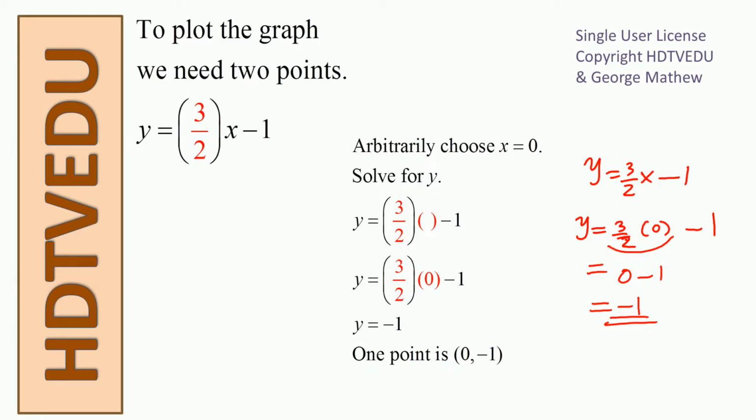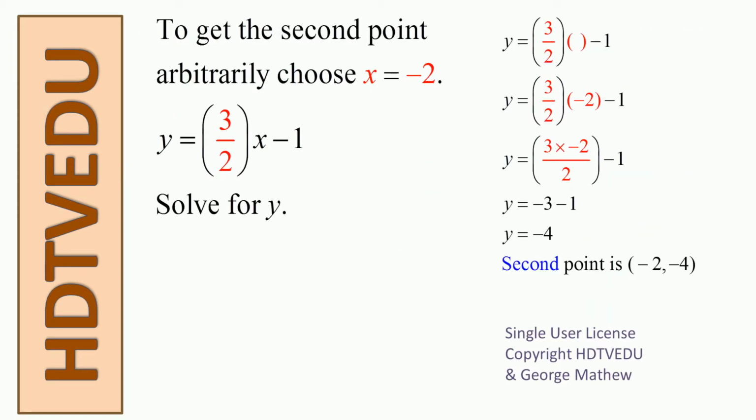So if the equation of the line is given as y is equal to 3 half x minus 1, then it has to go through the point 0, negative 1. Do not forget, when x is 0, that is the y-axis. So this is the point where the graph touched the y-axis. And that's something that you know as B. To get the second point, choose x equals negative 2.